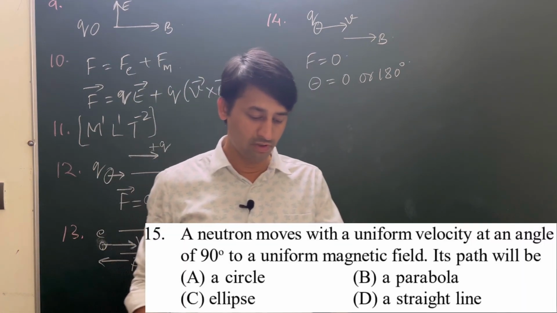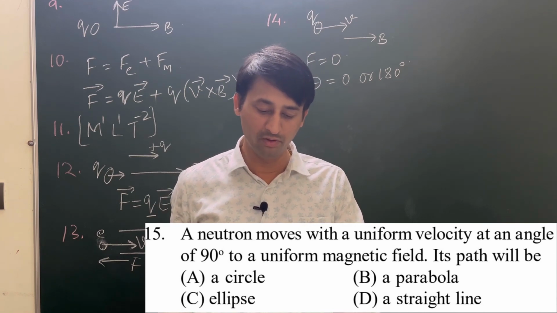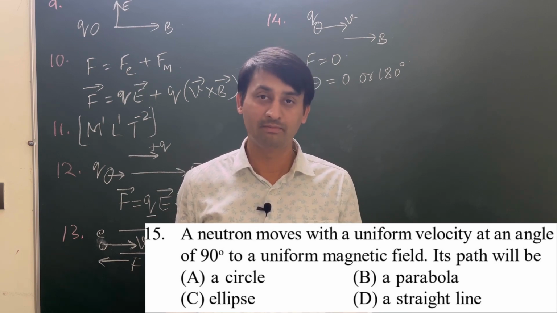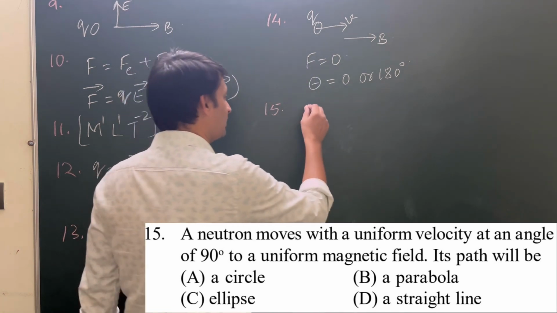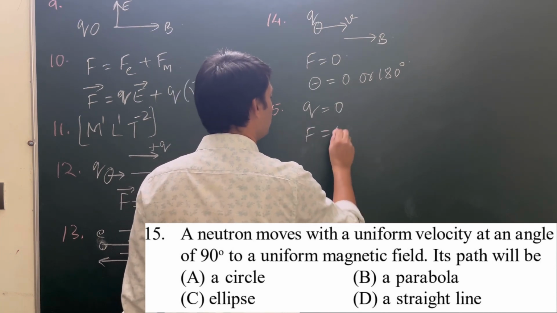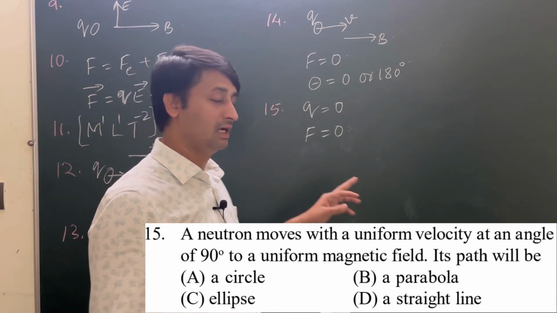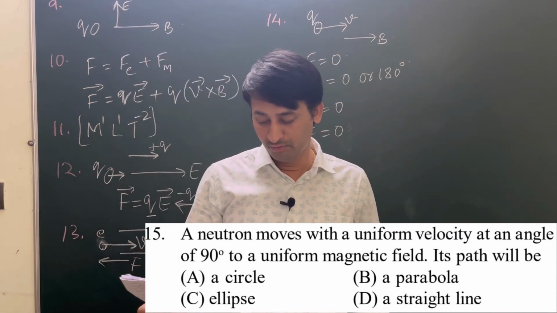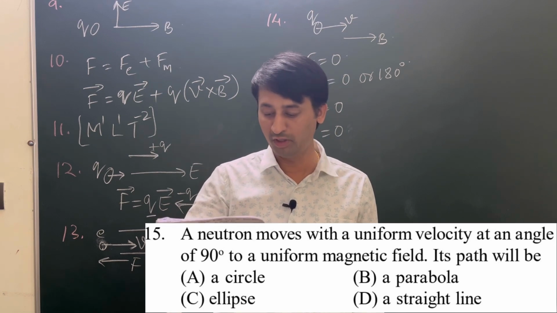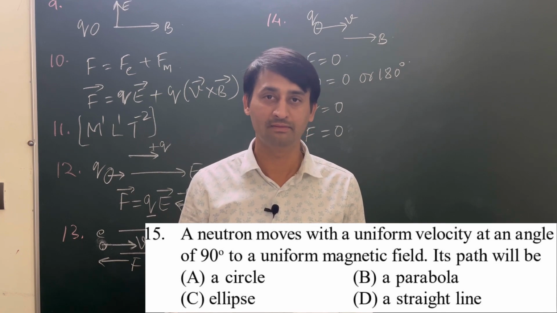A neutron moves with a uniform velocity at an angle of 90 degrees to a uniform magnetic field, its path will be... The charge of the neutron is equal to 0, so the force acting on the neutron will also be equal to 0. When the force is 0, the particle will not change its direction, so it will move along a straight line. Option D is the correct answer.